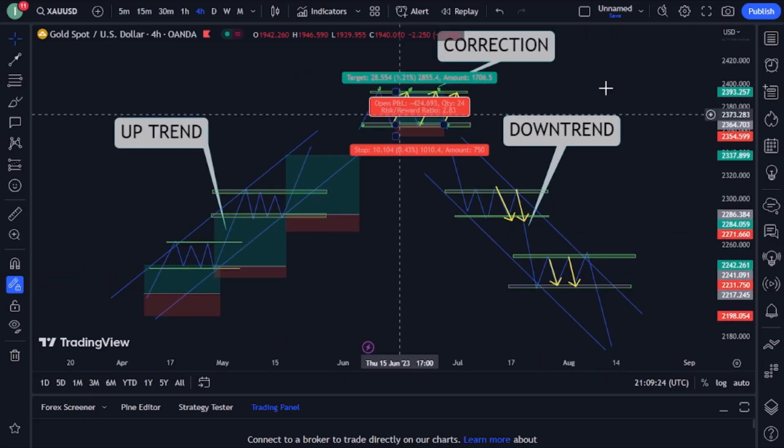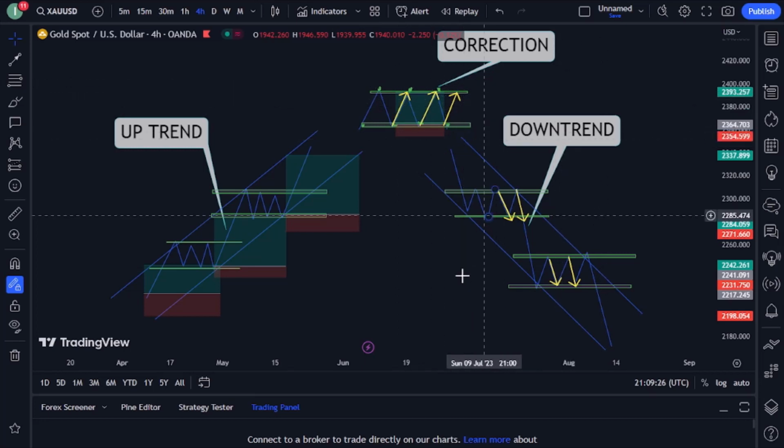Other people call it a sideways channel, but for me, I call it a correction, which I think is the best way of simplifying it, because that's where the market corrects itself before it continues with the move. Even when it's about to turn, it makes that correction first before it turns, then it gains momentum, then it can change the direction.